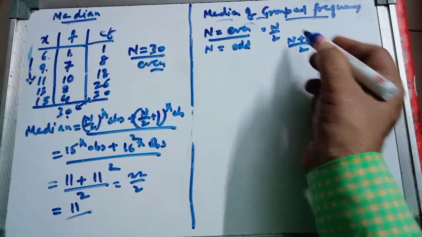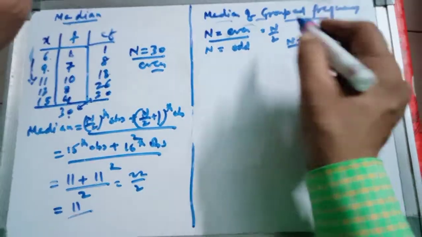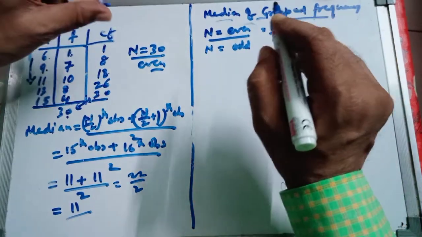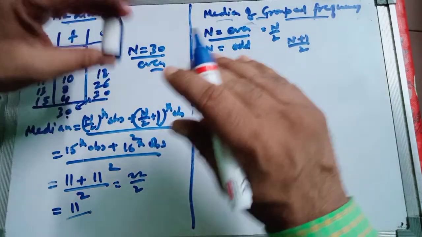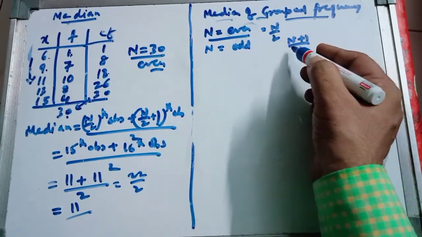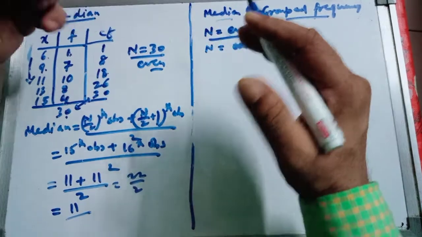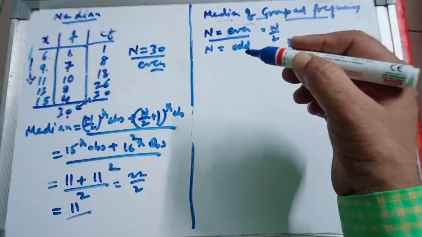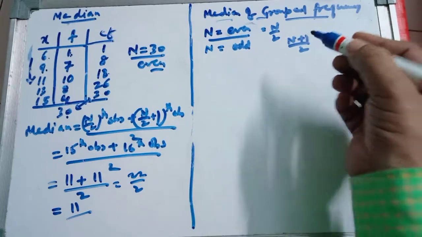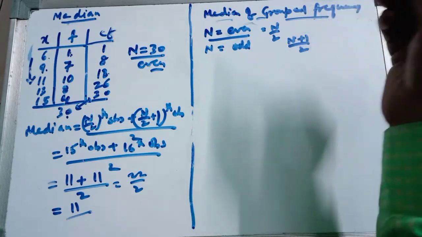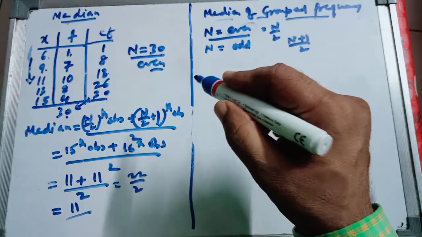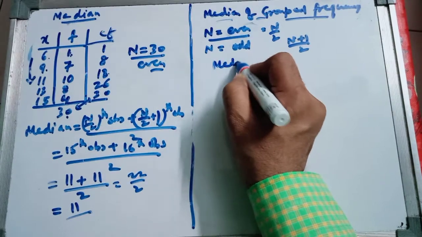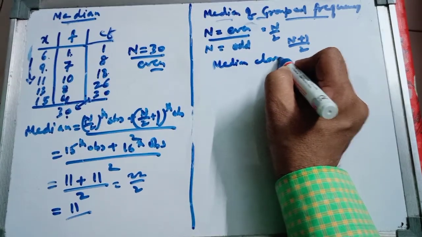This is to check which class is our middlemost class. We have to find the class where this number lies, that means in which class our middlemost data lies. So you find out this number, see the cumulative frequency, and find the respective class. That class is known as the median class.